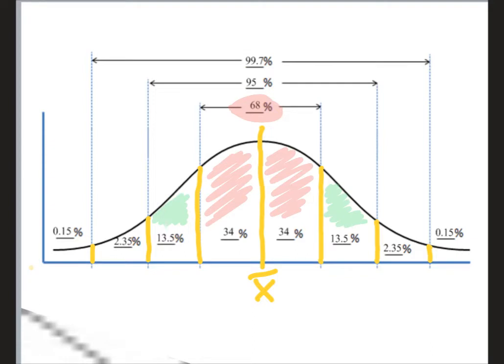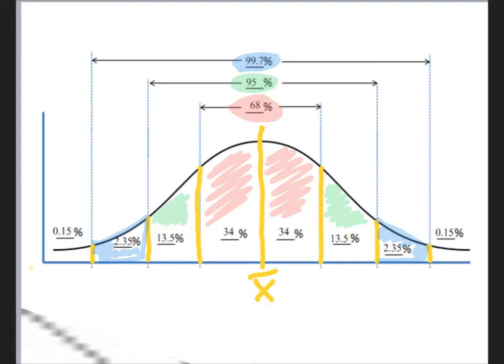Now 13.5 on each side plus the 34 on each side gives you your 95%. So everything from the 13.5 to the other 13.5 and everything in between is worth 95% because all I did was add them up together. The next one is your 2.35, again on both sides. When you add up the 2.35 to the 13.5 to the 34 on both sides, you're going to get 99.7.